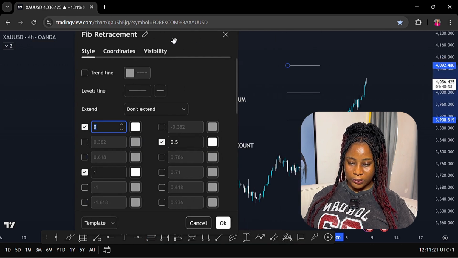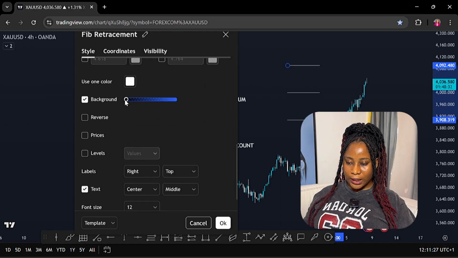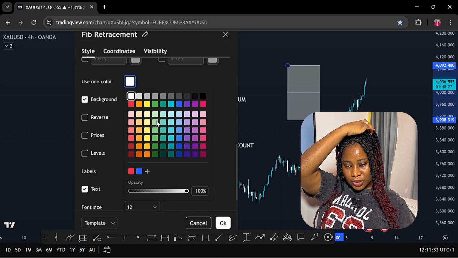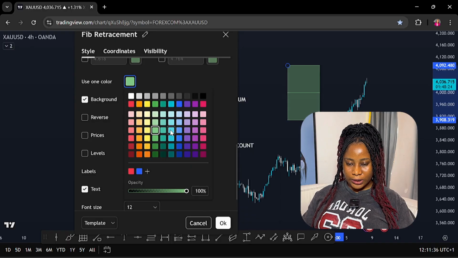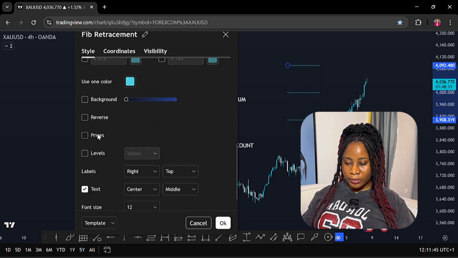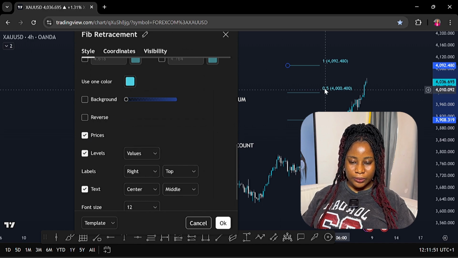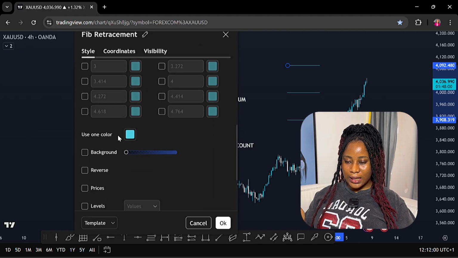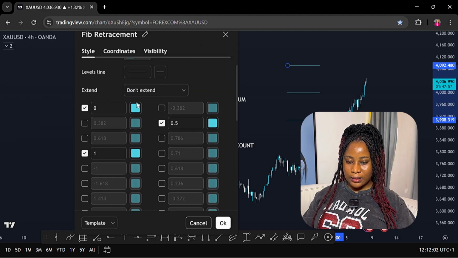So let's work on this now. So 0, 1, and 0.5. If you want to add background color, you can add background color, you see. You can use any color you want for the background color. But it's disturbing, I don't like it, so I just removed the background color. If you want to add the prices, the levels, you see 0, 0.5, 1, you can do that, but I don't see the need to, so I just removed it. So these are my fib settings.